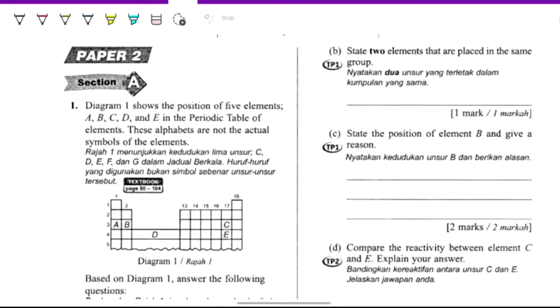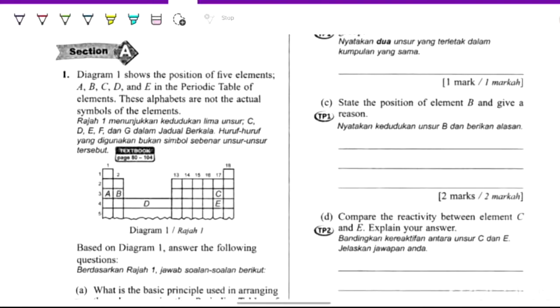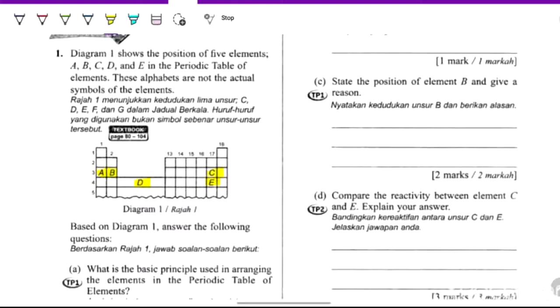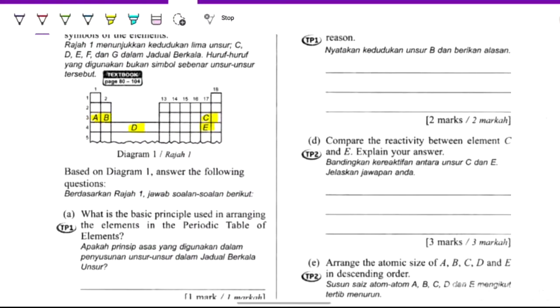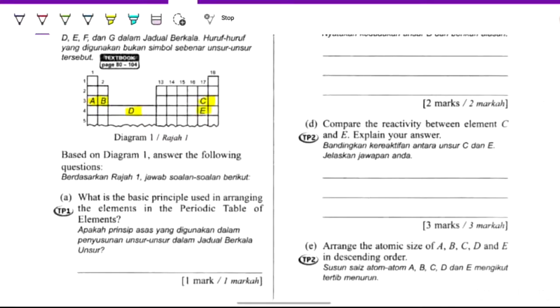Okay, we look at a structure question in chapter 4. The diagram shows the position of 5 elements, A, B, C, D, and E in the periodic table of elements. The letters used are not the actual symbols of the elements. Based on the diagram, answer the following questions. What is the basic principle used to arrange the elements in a periodic table?